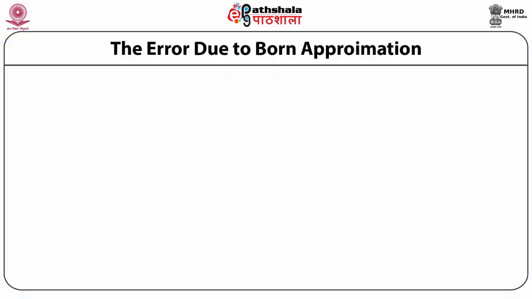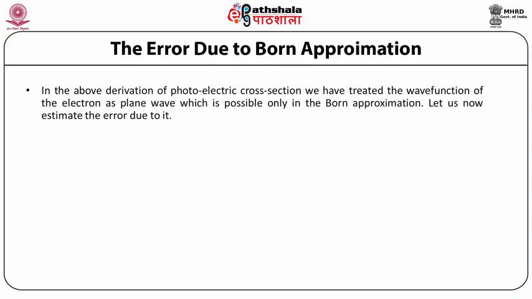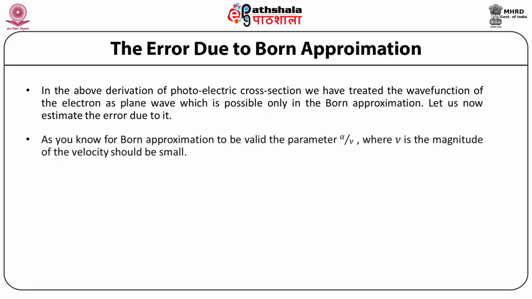The error due to Born approximation. In the above derivation of the photoelectric cross section, we have treated the wave function of the electron as a plane wave, which is possible only in the Born approximation. Let us now estimate the error due to this assumption. As you know, for Born approximation to be valid, the parameter alpha by v, where v is the magnitude of the velocity, should be small.